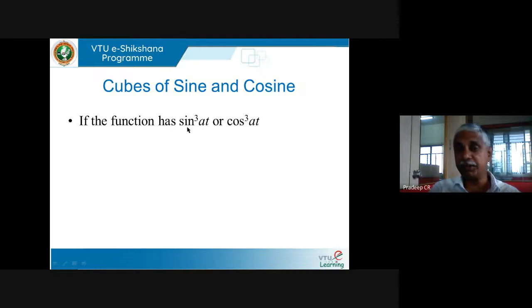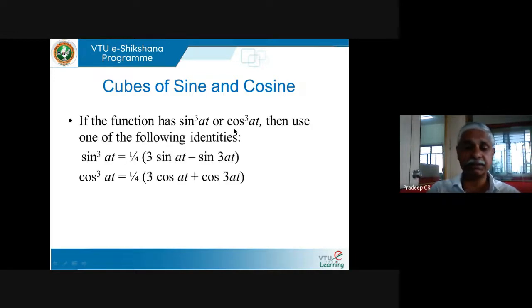If the function has sin cube at or cos cube at, this is the identity. You must know this identity. Sin cube at is 1 by 4 times (3 sin at minus sin 3at). Similarly, cos cube at is 1 by 4 times (3 cos at plus cos 3at). The advantage of this is that here there is a cube, and here there is no cube anywhere. This is sin at and sin 3at. The Laplace transforms of these functions are easy to find. The Laplace transform of this is difficult to find. But because this is equal to this, the Laplace transform of this is equal to the Laplace transform of this.